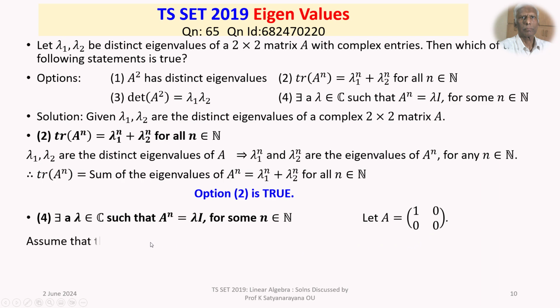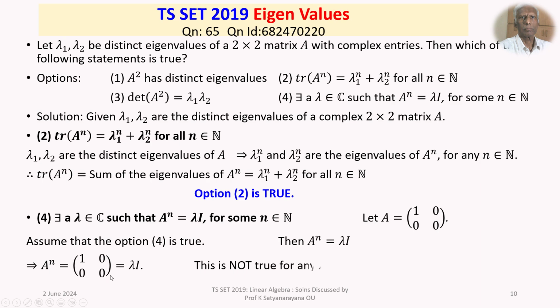Now, assume that option 4 is true. That means you are assuming that there exists a lambda belongs to C such that A power n is equal to lambda I for some n belongs to N. But what is A power n? Any number of times you multiply 1 0 0 0, you will get 1 0 0 0 only. A power n is equal to 1 0 0 0.